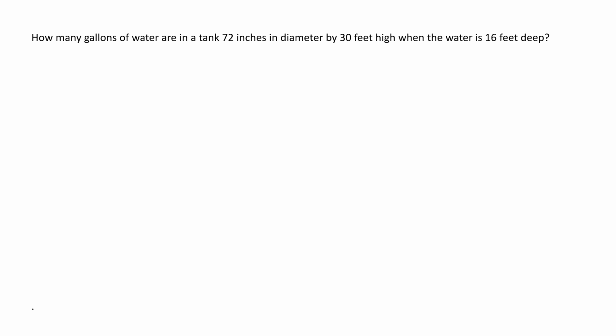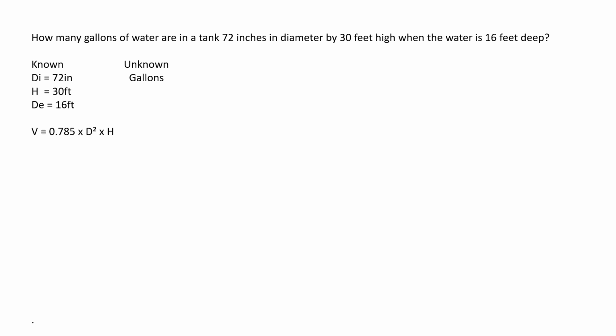How many gallons of water are in a tank 72 inches in diameter by 30 feet high when the water is 16 feet deep? So first, let's pull out our knowns and our unknowns from the question. What we know is that the diameter is 72 inches, the height is 30 feet, and the depth of the water is 16 feet. What we don't know is how many gallons of water are in the tank.